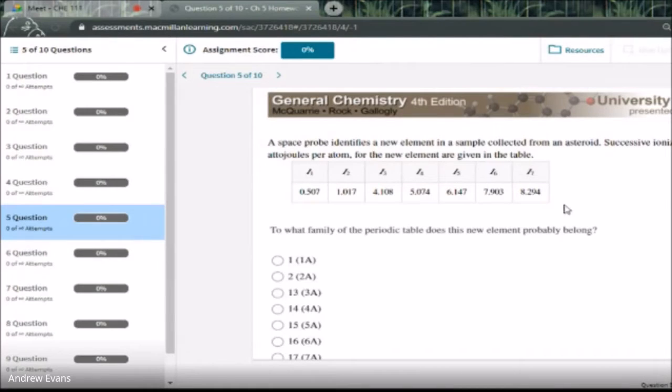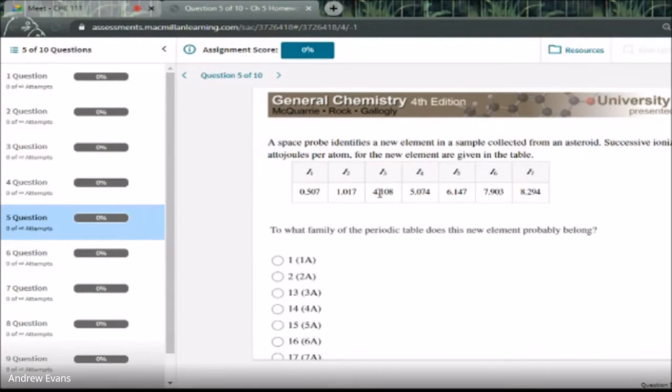So in my particular problem, which may be different from your problem, the first electron is 0.5. The second electron is 1. So it's increased by a factor of two, gone from 0.5 to 1, so 1,000. And then it goes from 1 to 4. So it's more than quadrupled in size in this case.